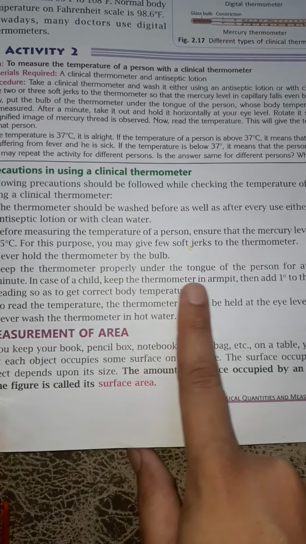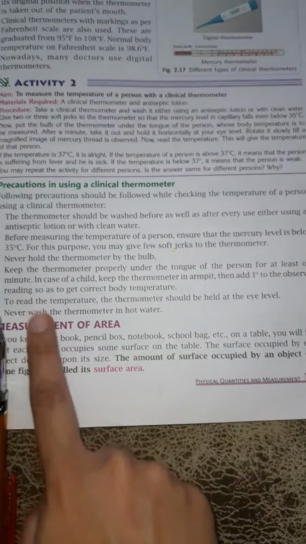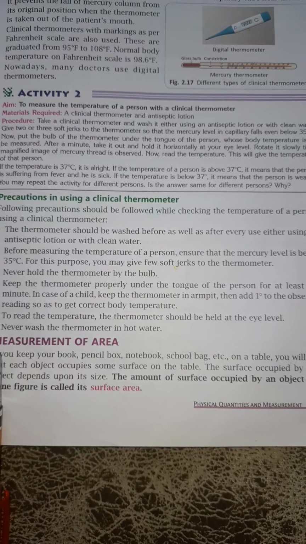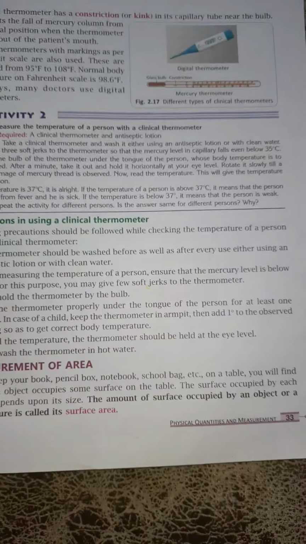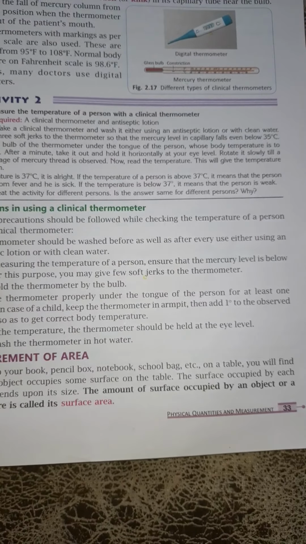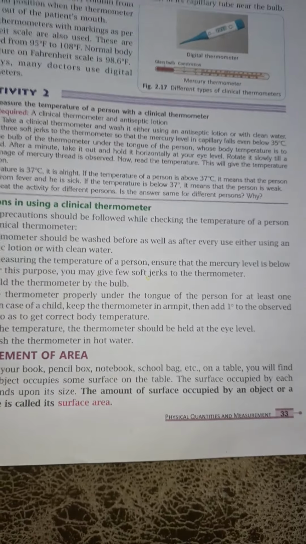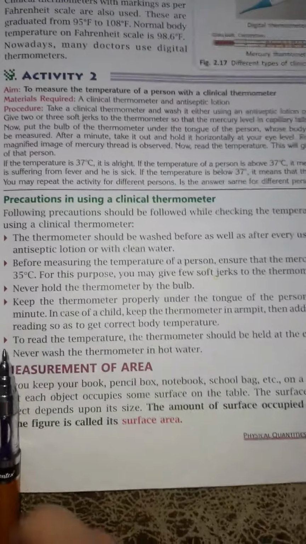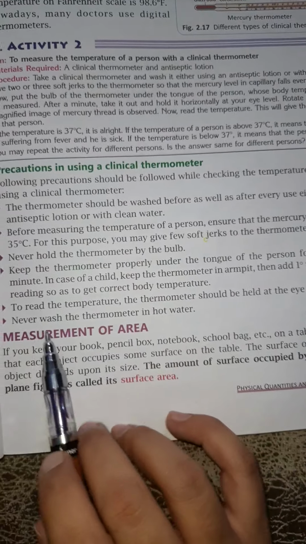Keep the thermometer properly under the tongue of the person for at least 1 minute. जो थर्मामीटर है टेम्परेचर लेने के लिए उसको हम अपनी टंग के अंडर रखते हैं for at least 1 minute. If we are measuring the temperature or fever of a child or a baby, then the thermometer is kept under their armpit. And the reading is usually taken as 1 degree more than the reading shown on the thermometer, in case of children only.